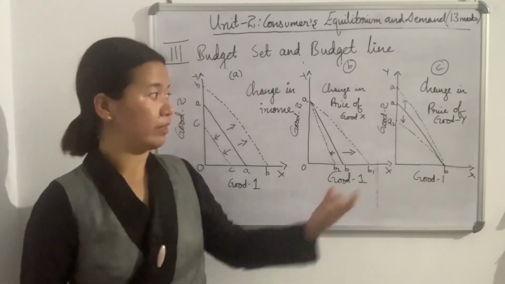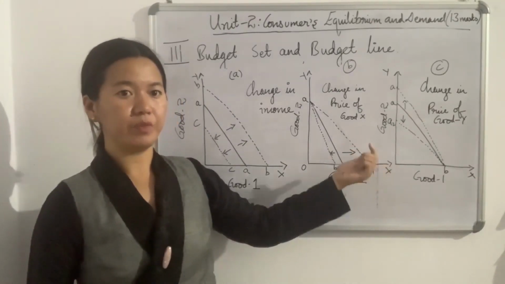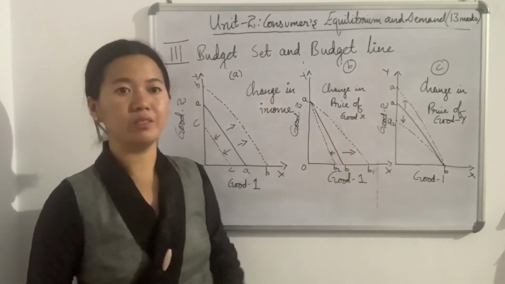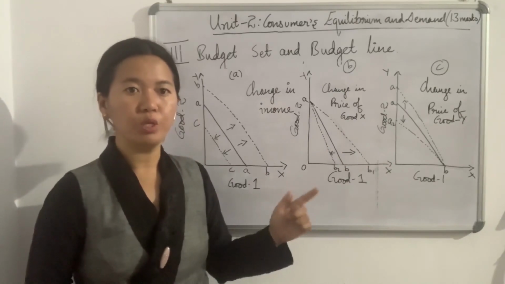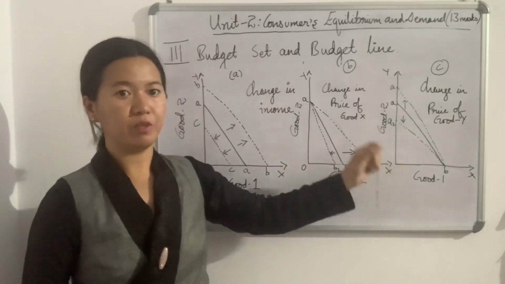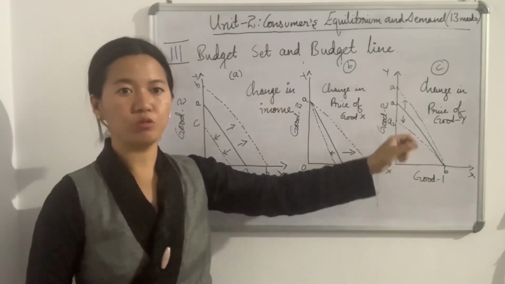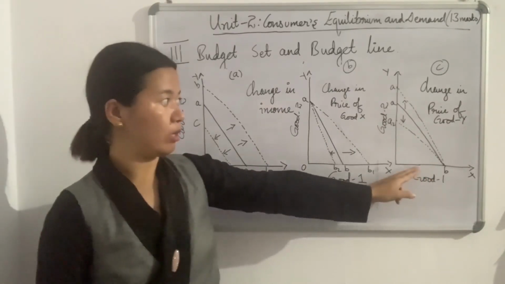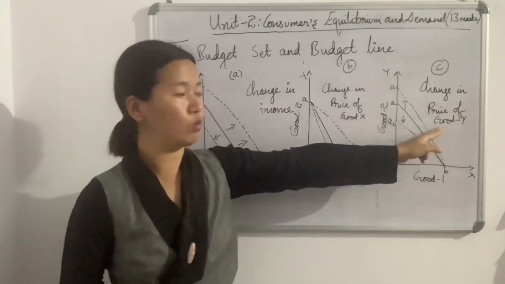Let's go to the third diagram. In the third diagram, there is rotation in good 2, which means that there is a change in price of good 2. And here in the third diagram, the price of good 1 and also your income remain constant. So we are not talking about that. We'll be talking about only the changes in price of good Y.